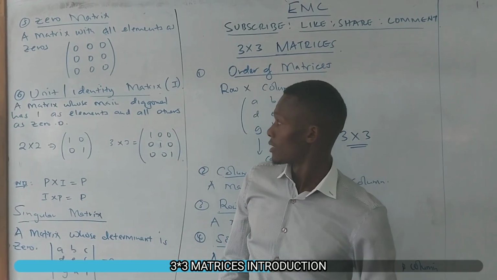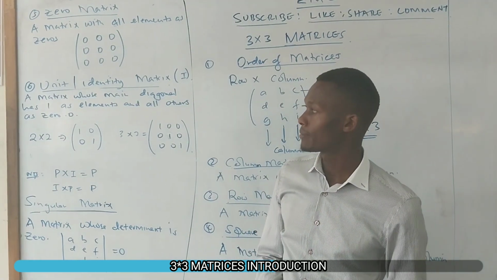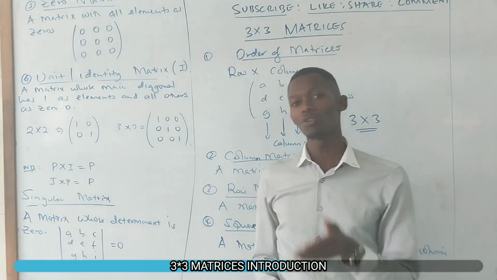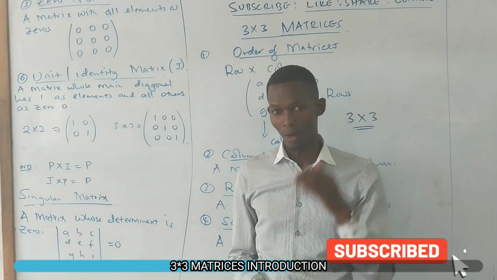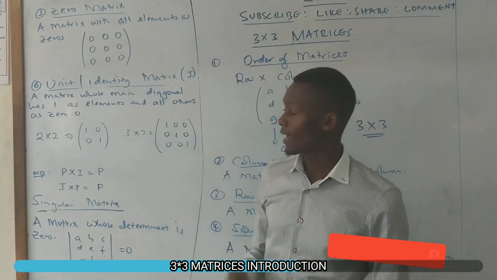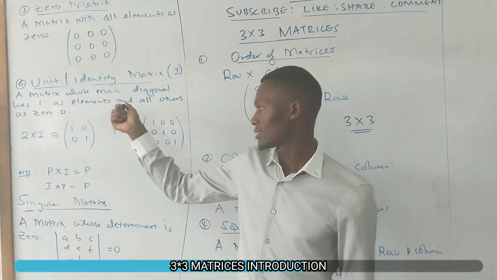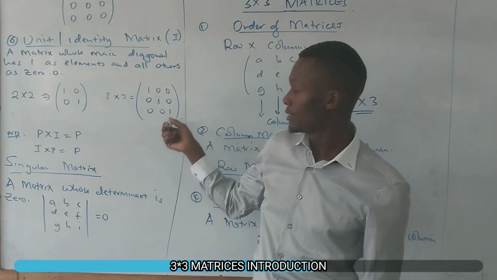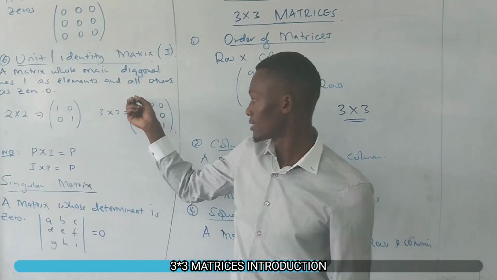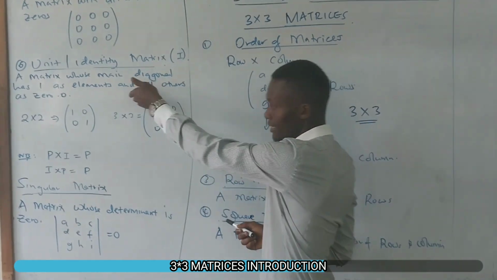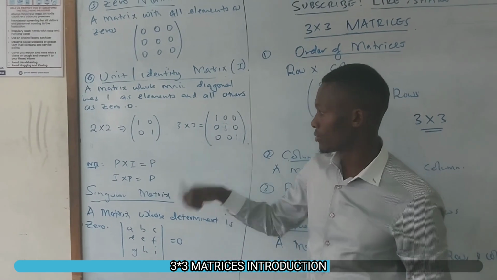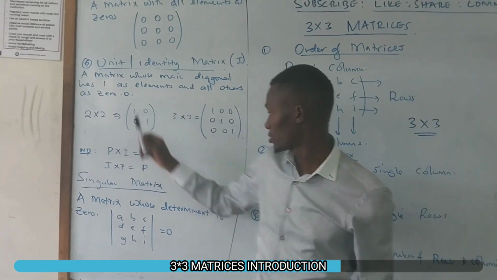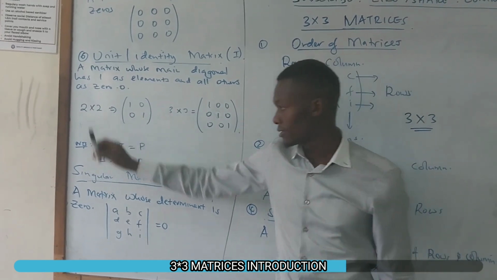Then lastly but not least, we have the unit or the identity matrix. It's abbreviated as I. The I matrix is a matrix whose main diagonal elements are all one. Now the main diagonal is the diagonal from the left hand side on the upper row and the first column to the right hand side, the lower row and also the last column. So it is the first here and the last in this. So this is always called the main diagonal. You can see all the other elements are zeros, but the main diagonal has 1 as the number. So 1, 0, 0, 1 is a 2 by 2, and 1, 0, 0, 0, 1, 0, 0, 0, 1 is a 3 by 3.